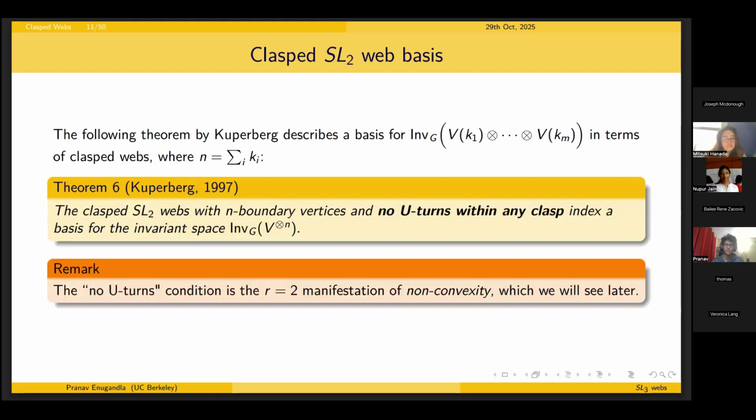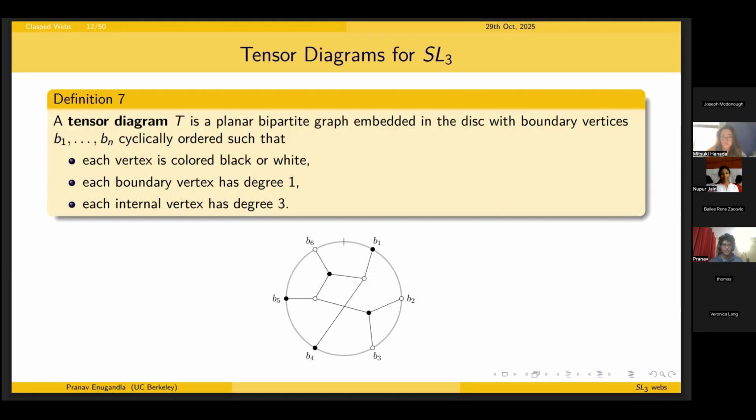And he calls this condition non-convexity for higher rank. So he also answers this very same question for SL3 representations. And there, the condition is slightly more complicated than just not having U-turns. Okay, so that was the SL2 story. That's as simple as it gets, but the SL3 picture is a lot more complicated. So this is the bulk of Kuperberg's paper in 97, talking about SL3 and also the other rank 2 algebras. But here's where we get a lot more interesting graphs.